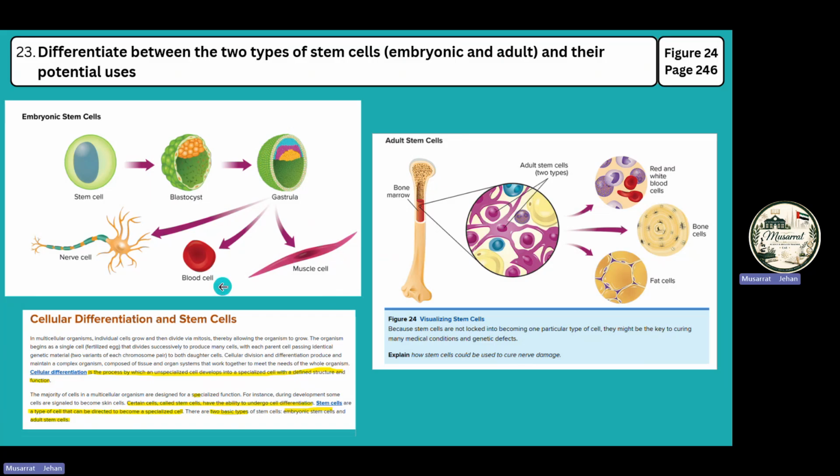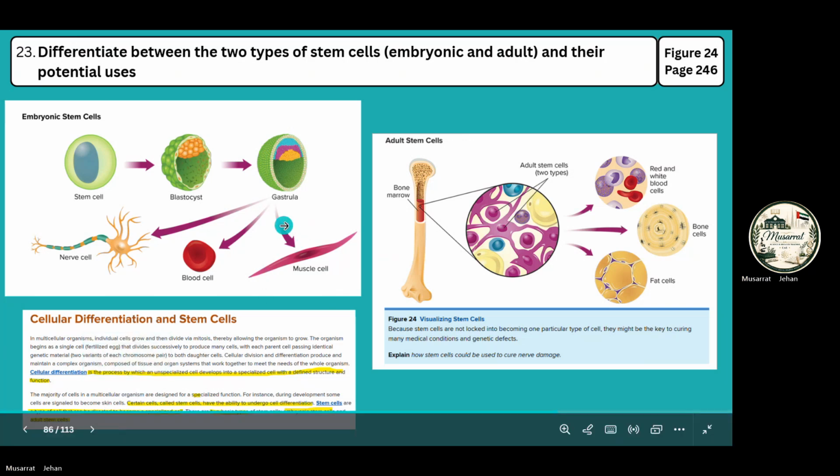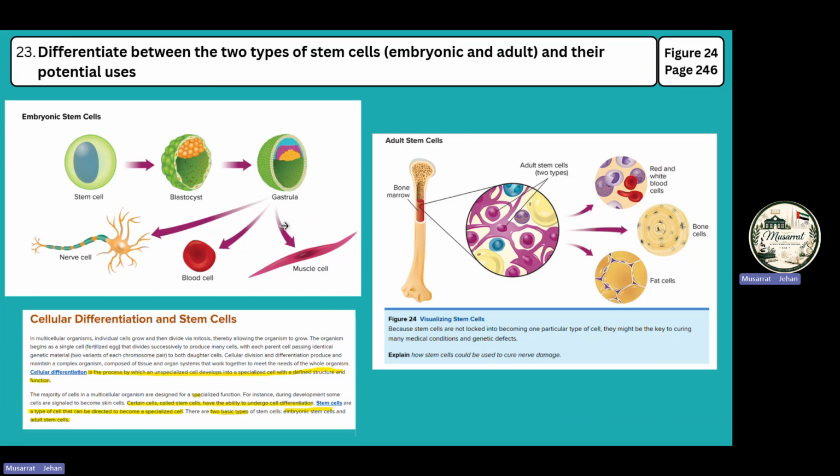Certain cells called stem cells have this ability to undergo cell differentiation. Stem cells can be differentiated into different types. They become specialized cells. There are two basic types of stem cells, the embryonic and the adult stem cells. The adult ones are found in organs or tissues. But here, this is in the embryo. That's why it is an embryonic stem cell.